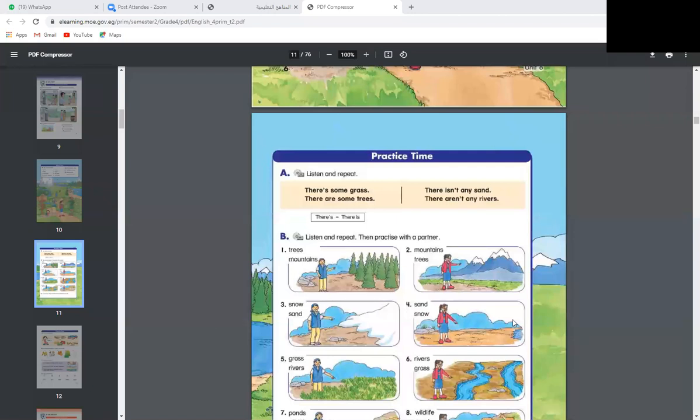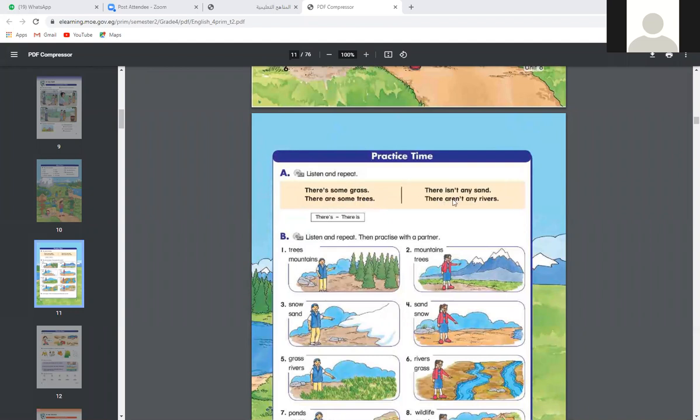We know that we use there is for the singular and there are for the plural. So after there is, I put a singular noun, and after there are, I put a plural noun. There is some grass. There isn't any sand. So there is some grass. Can I count the grass? No, I cannot count the grass. So I use there is.